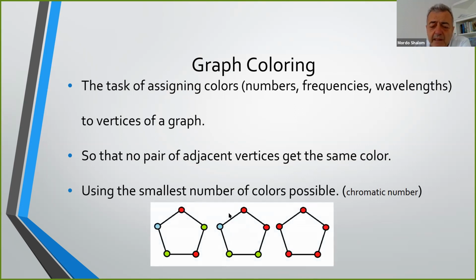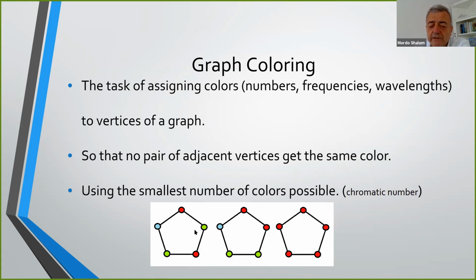Let's make a small example. This is not a proper coloring of this graph. We have the graph consisting of 5 vertices, the 5-cycle. This is not a proper coloring because you have 2 vertices that are adjacent and colored with the same color. Similarly, this coloring is also not a proper coloring because you have these 2 colored with the same color, and these 2 colored with the same color. But this one is a proper coloring.